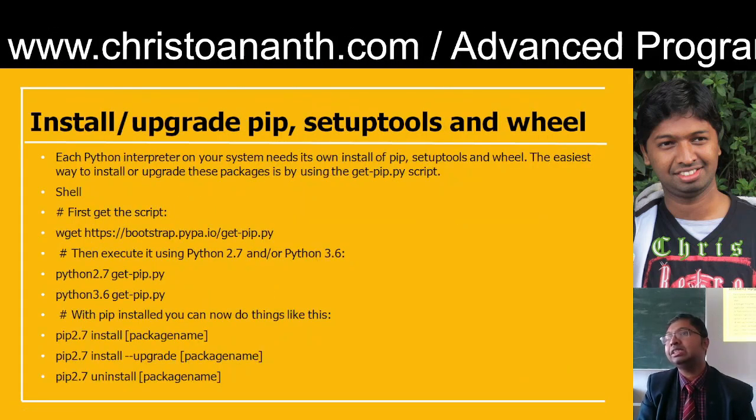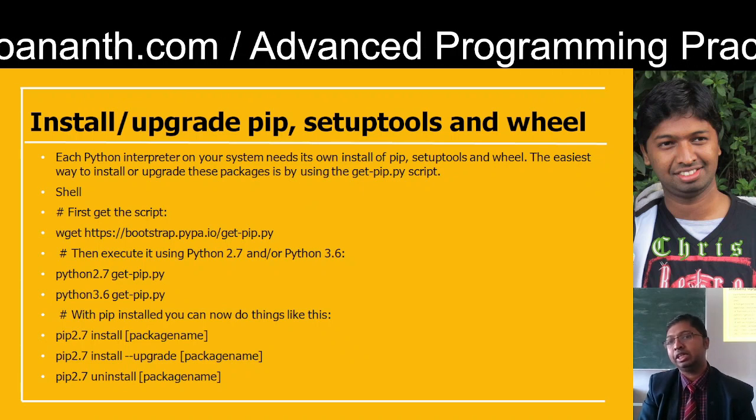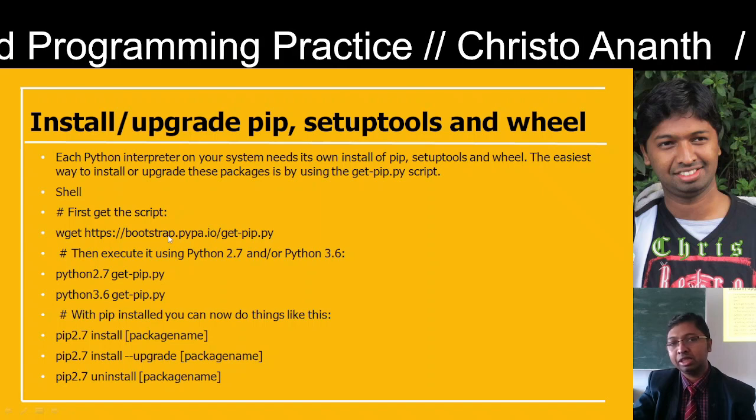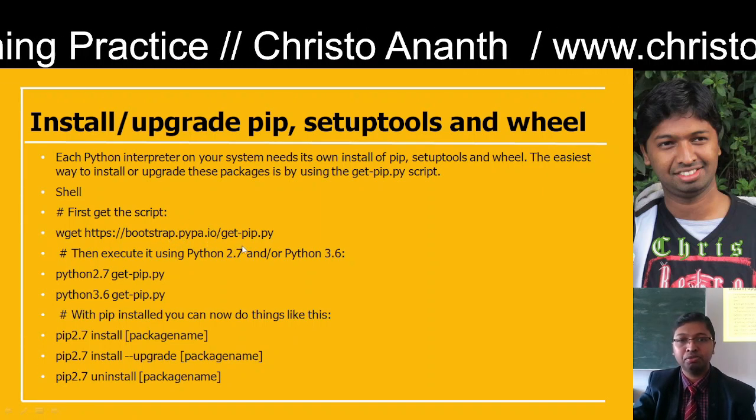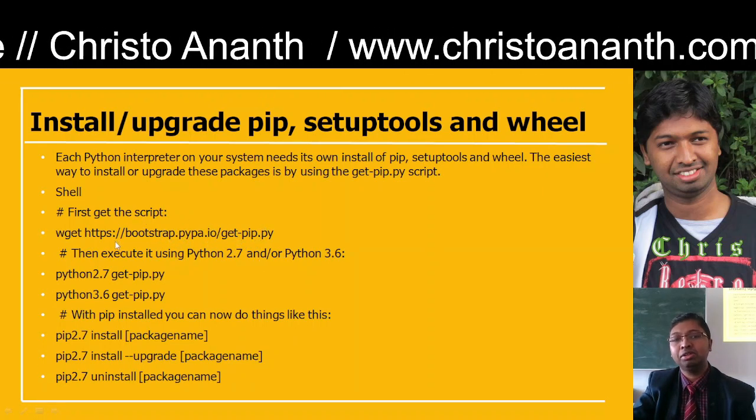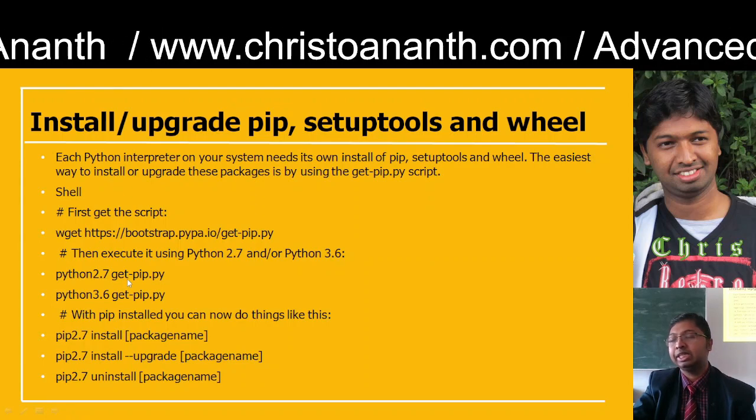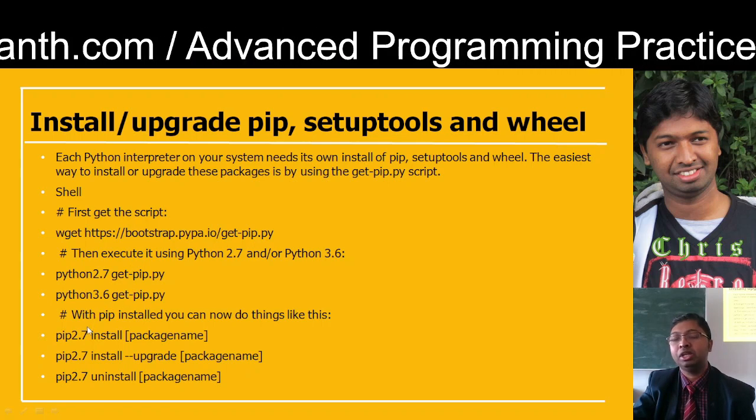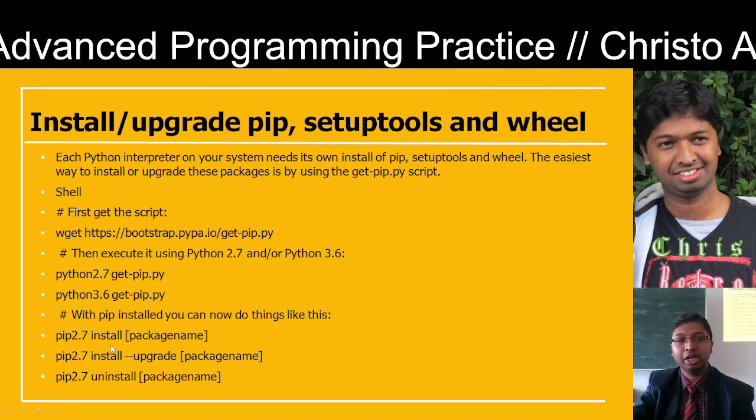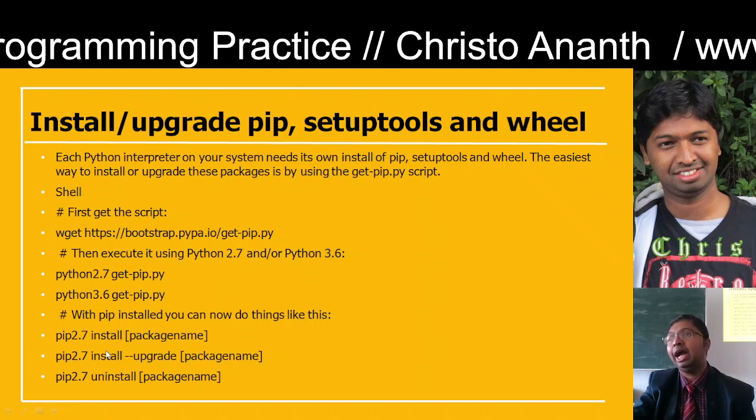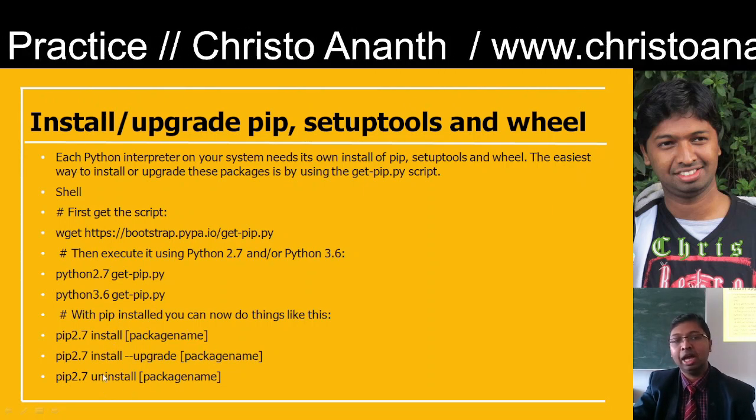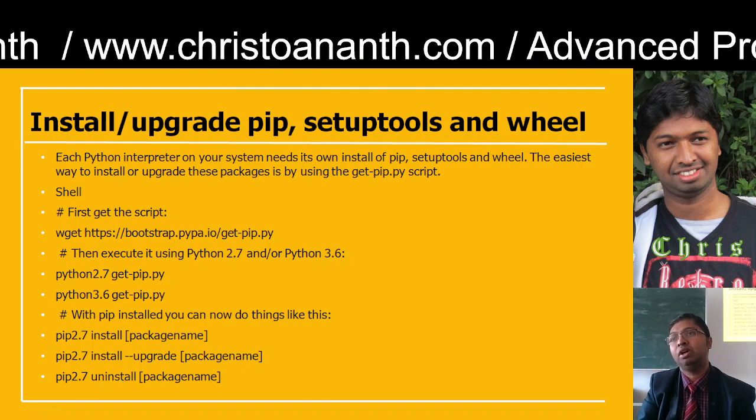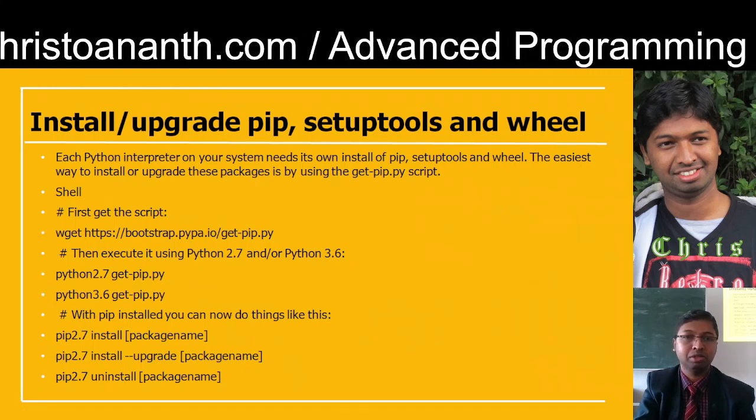Then you will go with installing or maybe upgrading pip, setuptools and maybe wheel. Okay, so for this one you get the script, okay, wget the bootstrap, the get-pip script. Then you try to execute, okay, python2.7 get-pip.py or maybe python3.6 get-pip.py, okay. So maybe when you try to install with pip, okay, you try to install the package name, okay, and you go with the upgrade, okay, package name, and maybe uninstall the package name. So which means that whatever we work for works better even, okay.